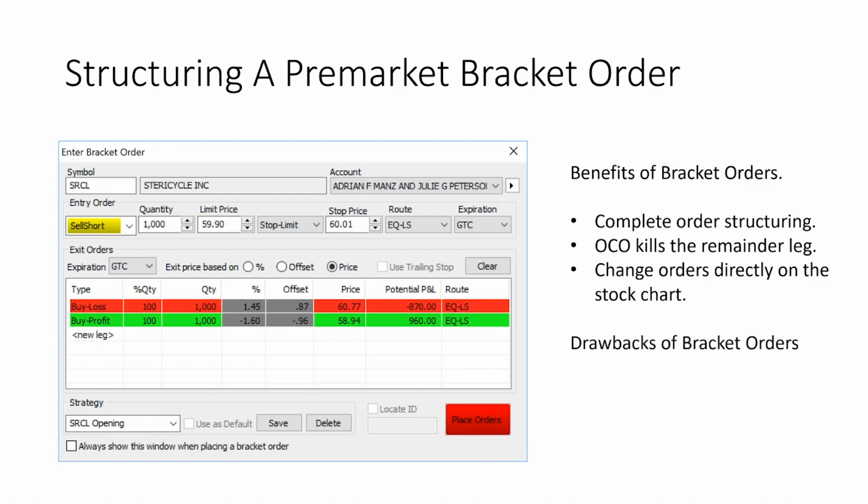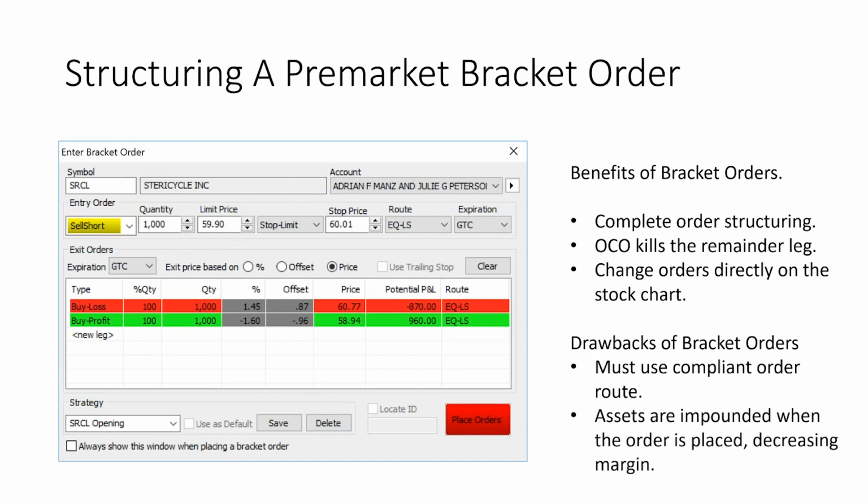The downside to entering a bracket order primarily has to do with the amount of money that's impounded when you put the order out there. So using compliant routes is something you've got to do for any type of order you're going to place. You have to make sure that the route accepts those kinds of orders.